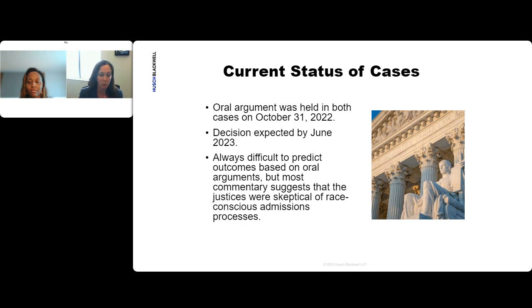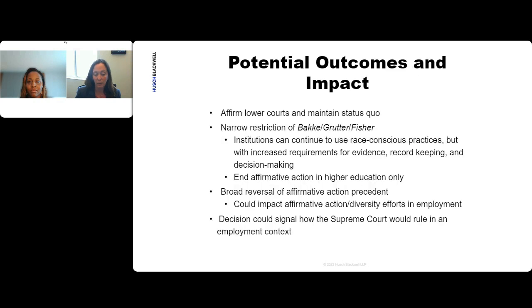race-conscious admissions programs. So the potential outcomes are to affirm the lower court decisions, or to impose narrow restrictions on the prior precedent that Taronda walked through, or to overrule the precedent and impose clear limitations on race as a factor. So certainly this is a case that's being closely watched by admissions departments, by institutions of higher education.